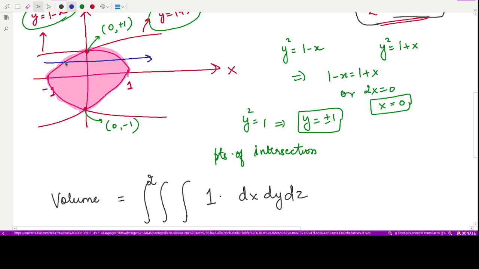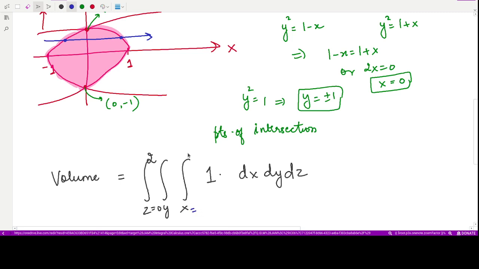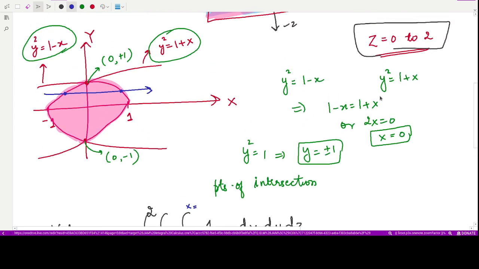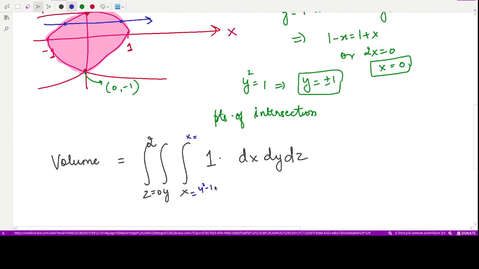So I can look at what is the entering point, what is the exit point, what is the value of x at this entering point and at this exit point. If you look here, the value of x would be evaluated from this equation, because this is the equation of this parabola. So x would simply be equal to y square minus 1. So our lower limit is simply equal to y square minus 1 here.